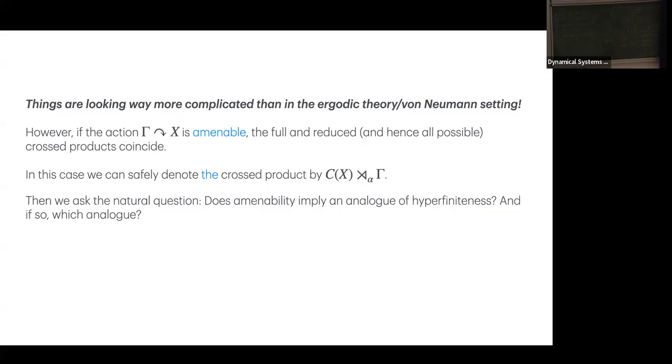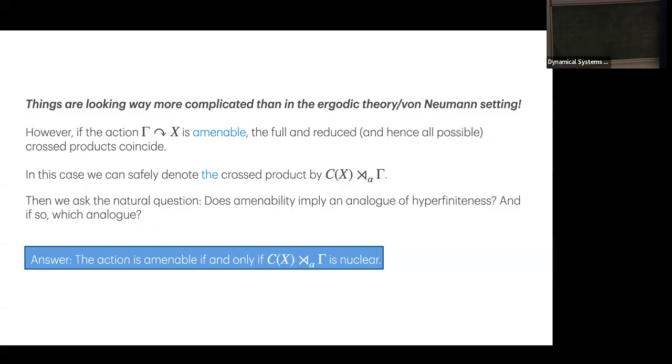So the natural question then is, does topological amenability imply an analog of hyperfiniteness, like we saw happening in the von Neumann setting? And what analog should we expect? Which of these three: UHF, AF, nuclearity? And the answer is yes. And in fact, this action is amenable if and only if this cross product is nuclear.